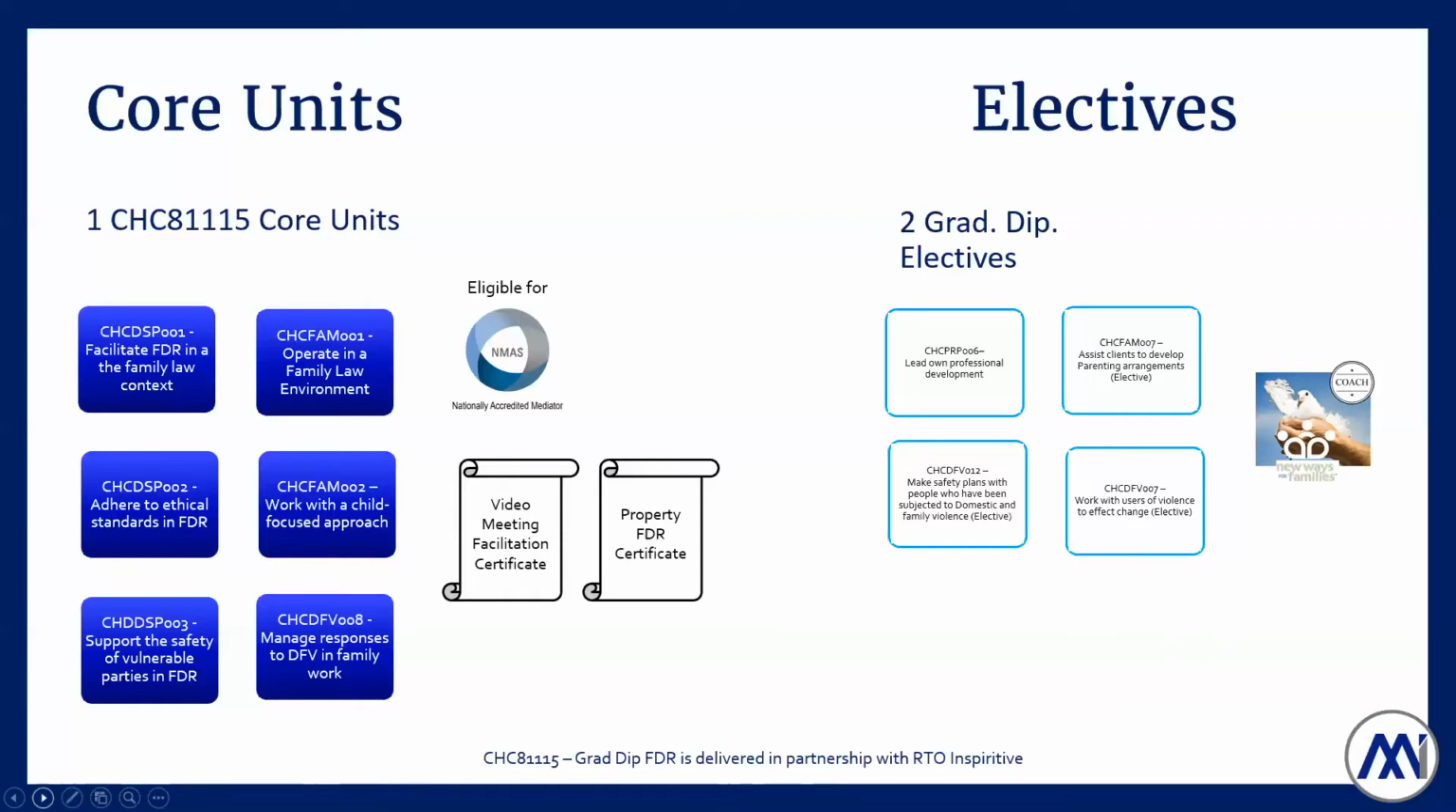So that's the overview. 6 core units, 4 electives. We've got a set elective course, but if you believe that you have other units that you should be entitled to credits for, then we can review that, and there's a lower cost for the course if you are granted recognition of prior learning.